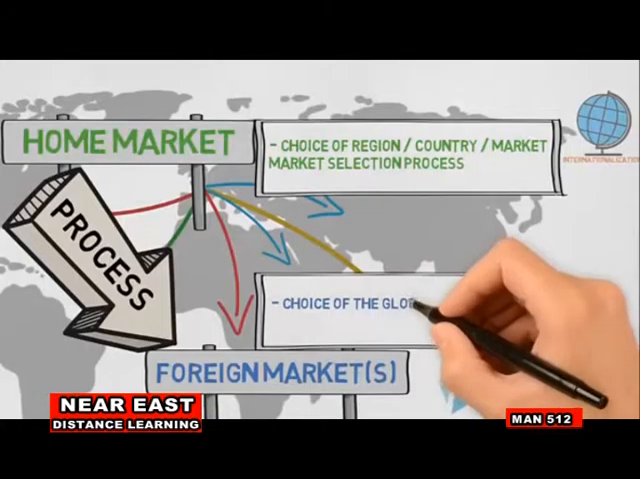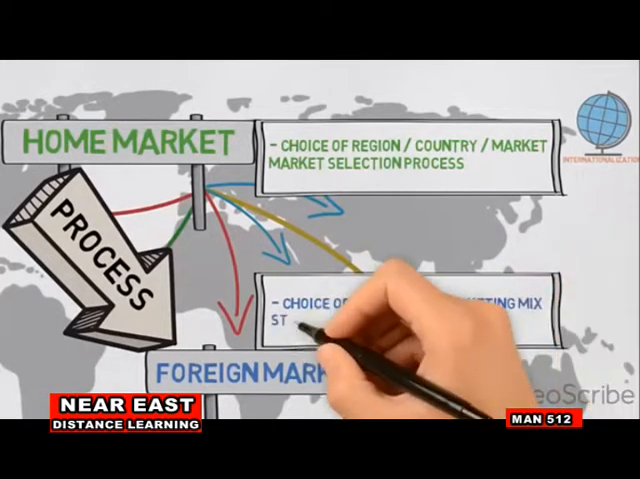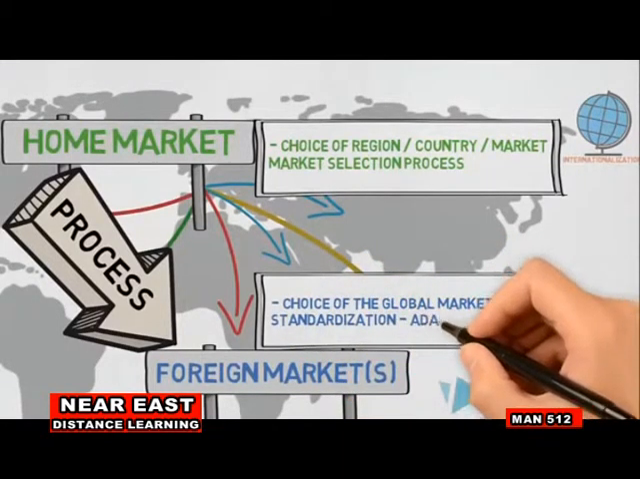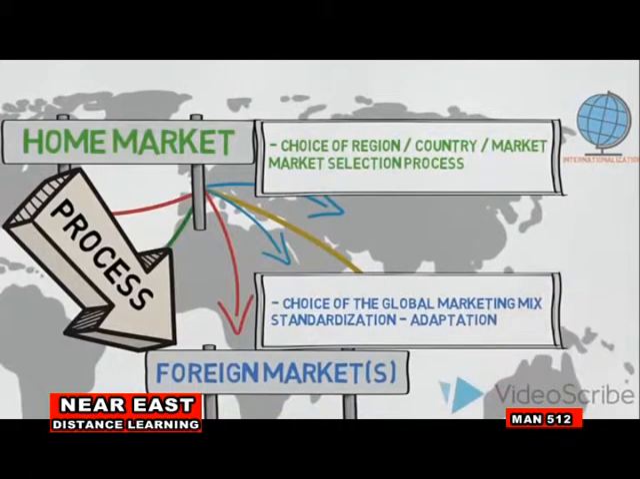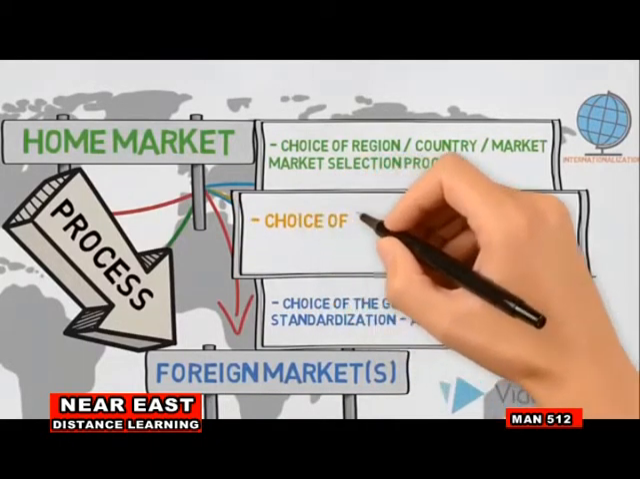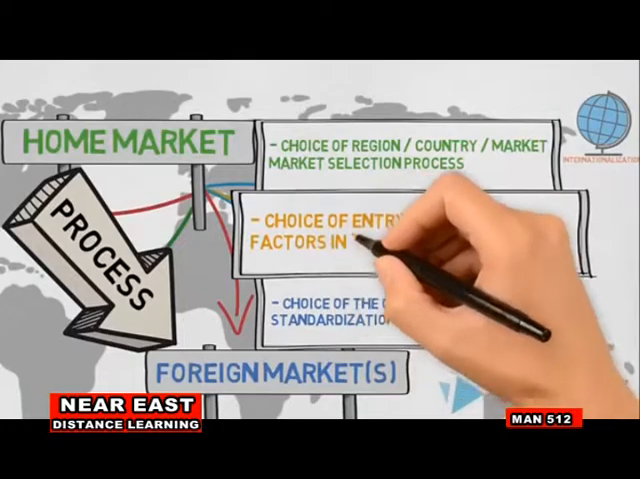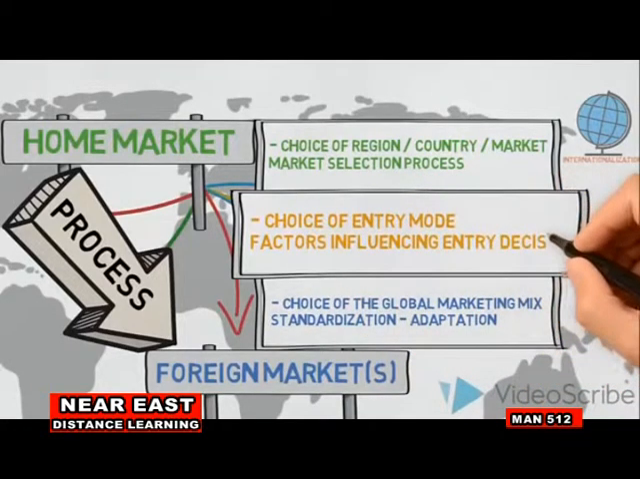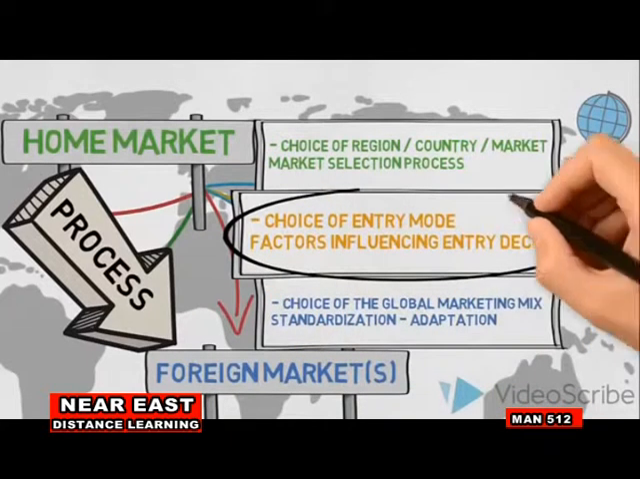Ultimately, we will define our marketing mix, the 4 or the 7 Ps, for the foreign market. The marketing mix we use on the foreign markets may vary from the one we use on the home market. We would address issues regarding standardization and/or adaptation of the marketing mix. However, before deciding on the marketing mix, we need to address how to organize our entry to the foreign market. We discuss which entry mode to use, and many factors will influence our decision. Choice of entry mode is what we will address in this video.